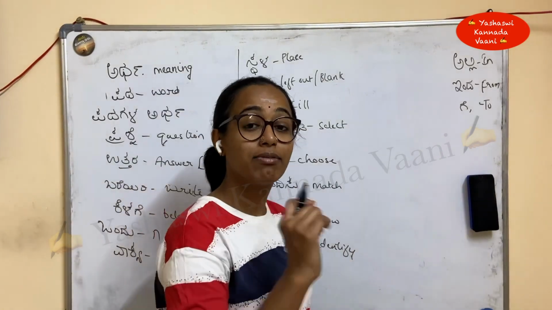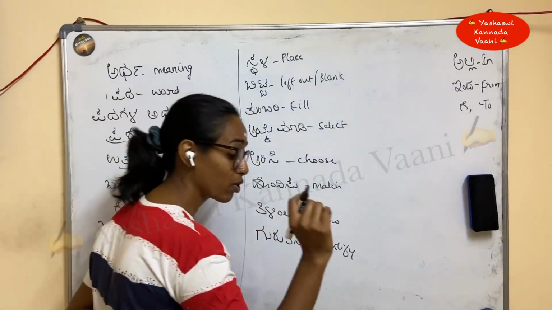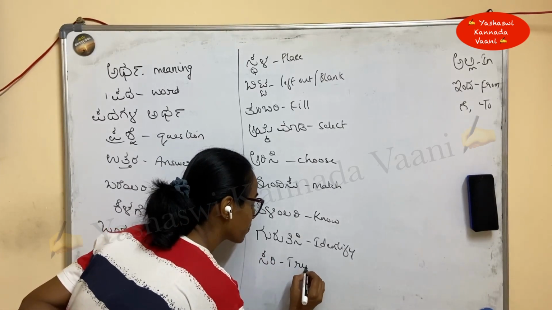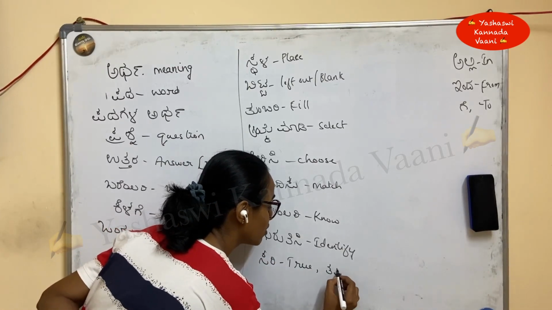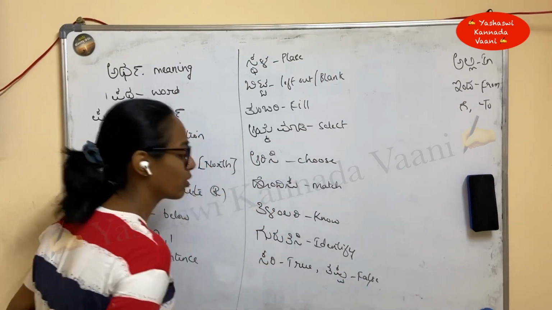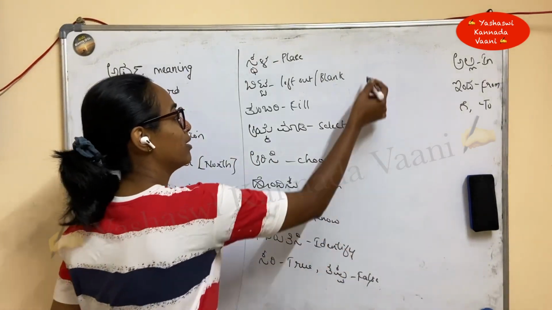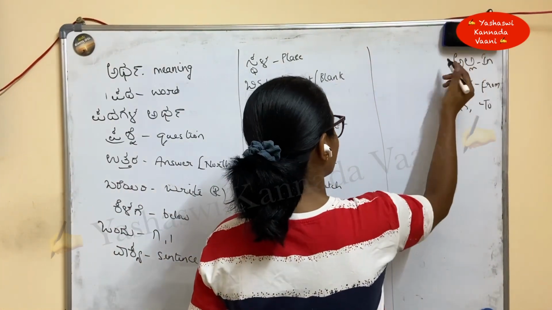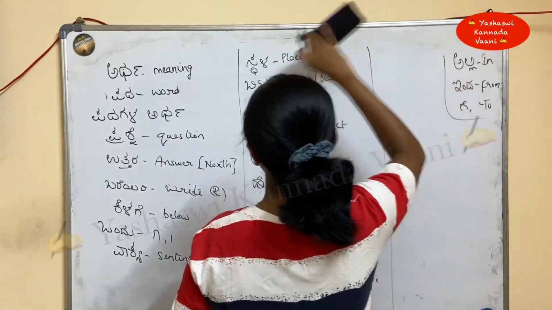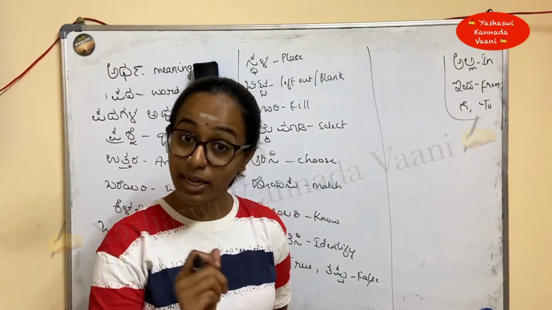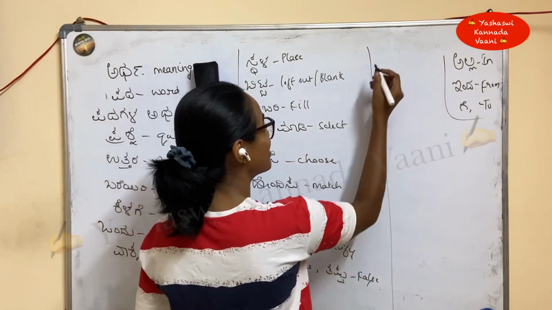ಗುರುತಿಸಿ. Find out the wrong one. Okay, ಸರಿ ತಪ್ಪು. ಸರಿ ಅಂದರೆ true. ತಪ್ಪು is false. True and false. ಗುರುತಿಸಿ. Find out the ಸರಿ ತಪ್ಪು. Okay, next one ಬರೋಣ. ಏನಿದೆ ನೆಕ್ಸ್ಟ್ ಒನ್? I've just made a note of everything so that I should not miss.